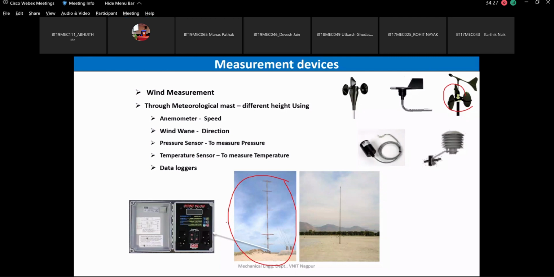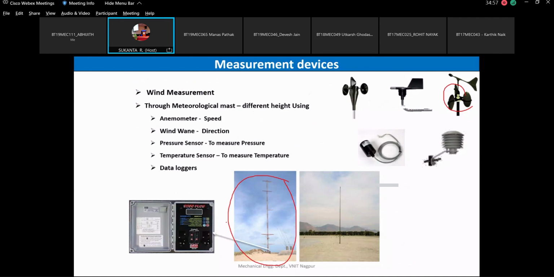So here we are discussing the ultrasonic or sonic anemometer. From this antenna, it will send a frequency, then it will be sent back here, and we measure how much time it takes to complete this cycle. From that we can measure the wind speed.